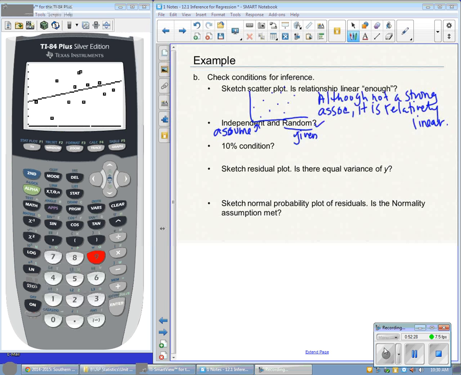The 10% condition is basically the assumption that the population is at least, what?